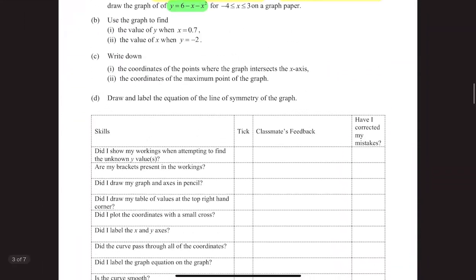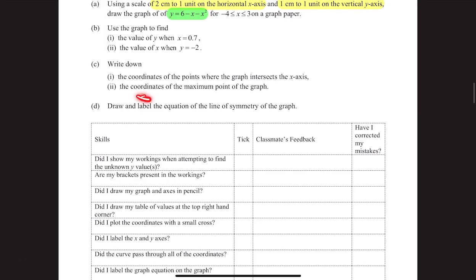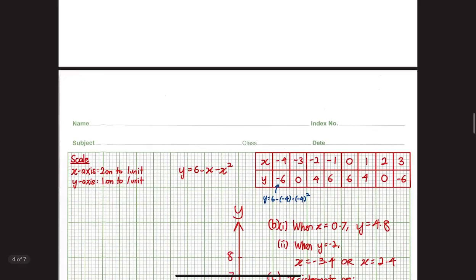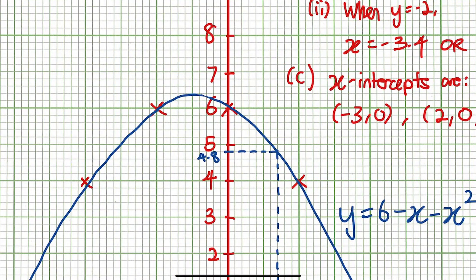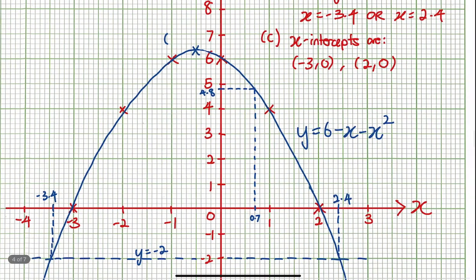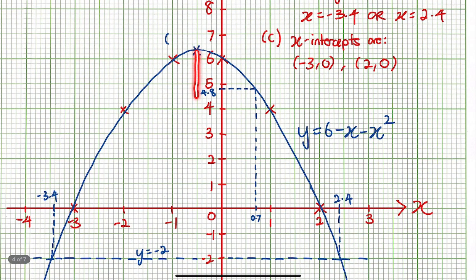Then next one, find the maximum point of the graph. So therefore, I have to look at this graph over here. Maximum point, I will see that it's somewhere about here, this point over here. Okay, so therefore, if I were to look at this maximum point over here, let me make a marking. I make a mark. This is my maximum point. Right, let's write down the coordinates.